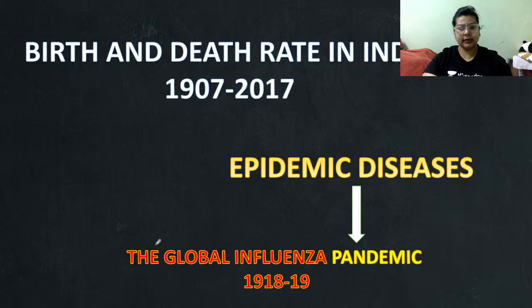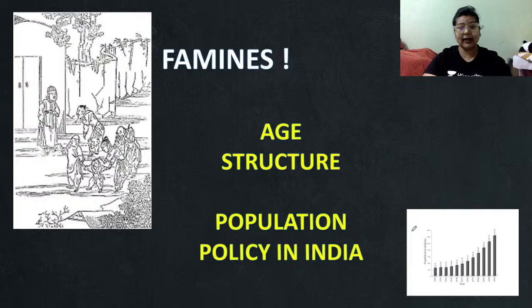Yes, I told you the birth rate and death rate in India in 1907 and 2017, of course, the census. After that, epidemic diseases, global influenzas during the pandemic. Pandemic was a term which is not just used now, but it was used earlier also, when there were famines, deaths and diseases, in the ages of 1918 and 1919. Please go ahead and look it up in your book.